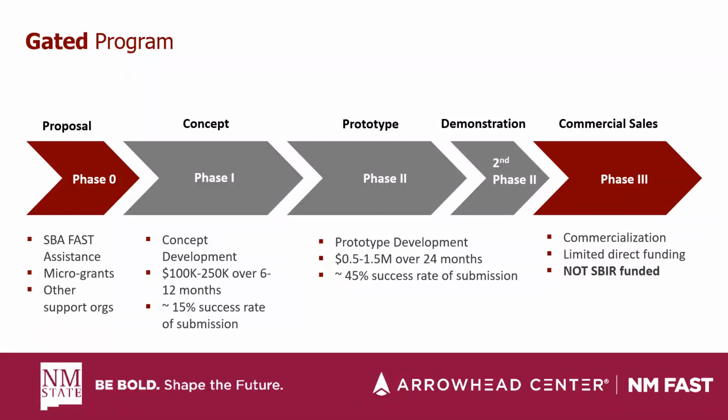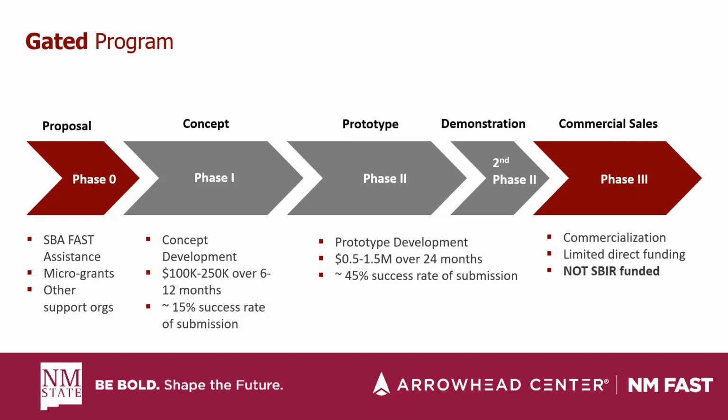When you go into your phase 1, that's really your concept, right? And so it's for concept development between 100 to 250K over 6 to 12 months, again, depending on the agency. These are really competitive programs. So for phase 1, it's about a 15% success rate of submission across most of the different agencies. As we go to phase 2, that success rate goes up because the pool of applicants goes down, again, because you have to have a phase 1 to go to the phase 2.